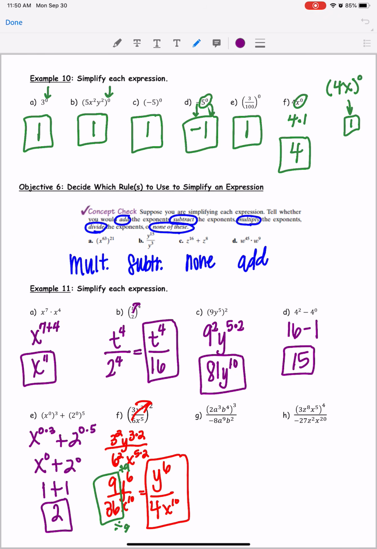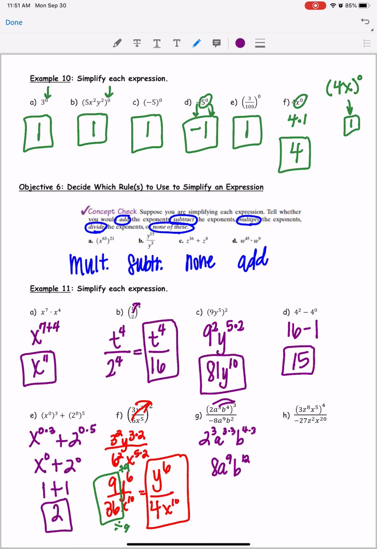G, only this top portion is cubed. So I'm going to distribute that cube to everything on the top, but not on the bottom, since the whole fraction is not in parentheses. So we have 2 cubed, a to the 3 times 3, and b to the 4 times 3. So I'm just going to simplify that at first. 2 cubed is 8. We'll have a to the 9th, 3 times 3, and b to the 12th.